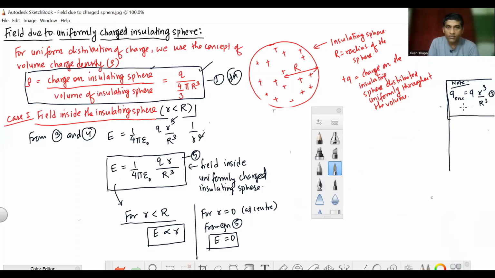So I'm writing equation 5 over here. E equals 1 by 4 pi epsilon naught Q r divided by capital R power 3. This is equation 5, and this is for the condition small r less than capital R. So we have this. Clear?